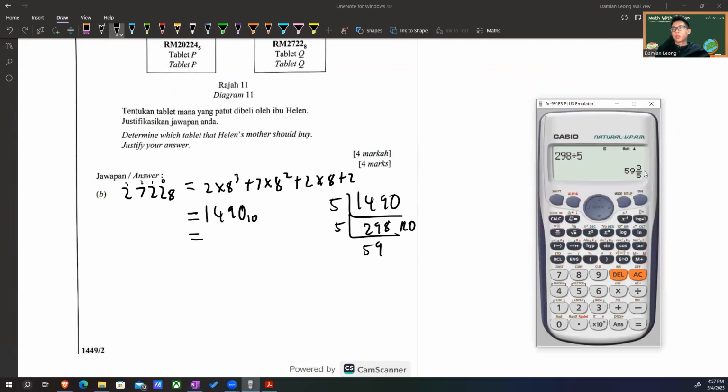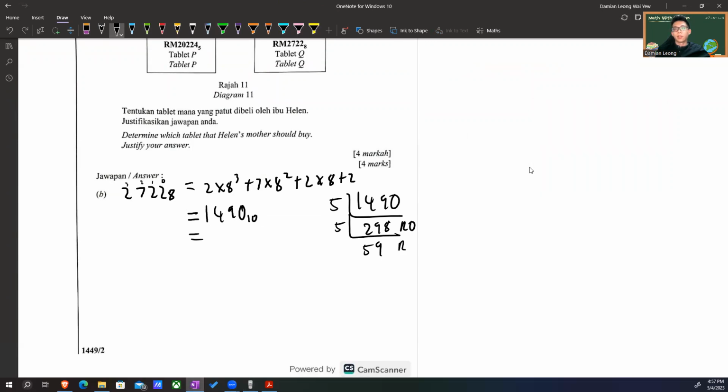59. So the fraction part I times the base to get the remainder. Remainder 3. 59 divided by 5, 11, remainder 4. Divided by 5, 2, remainder 1. Divided by 5, 0, remainder 2. So take remainder from bottom to top, 21430 base 5.